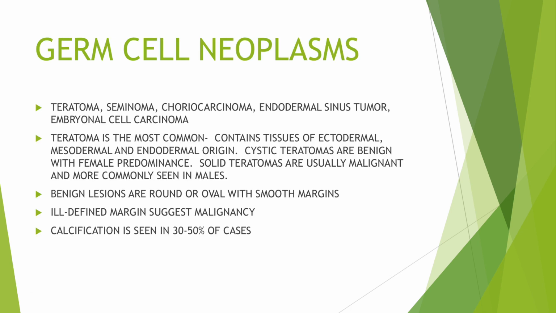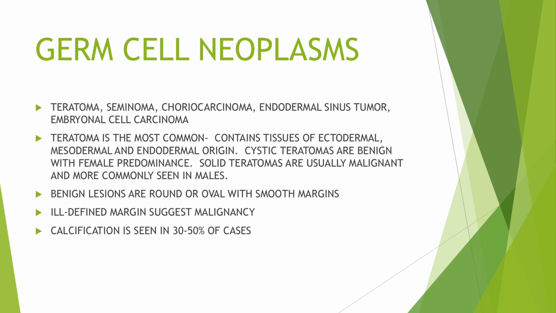Your germ cell neoplasms may be due to teratoma, seminoma, choriocarcinoma, endodermal sinus tumor, embryonal cell carcinoma. Among these, the most common is teratoma. It contains tissues of ectodermal, mesodermal, and endodermal origin. Cystic teratomas are benign with female predominance. Solid teratomas are usually malignant and is more commonly seen in males.